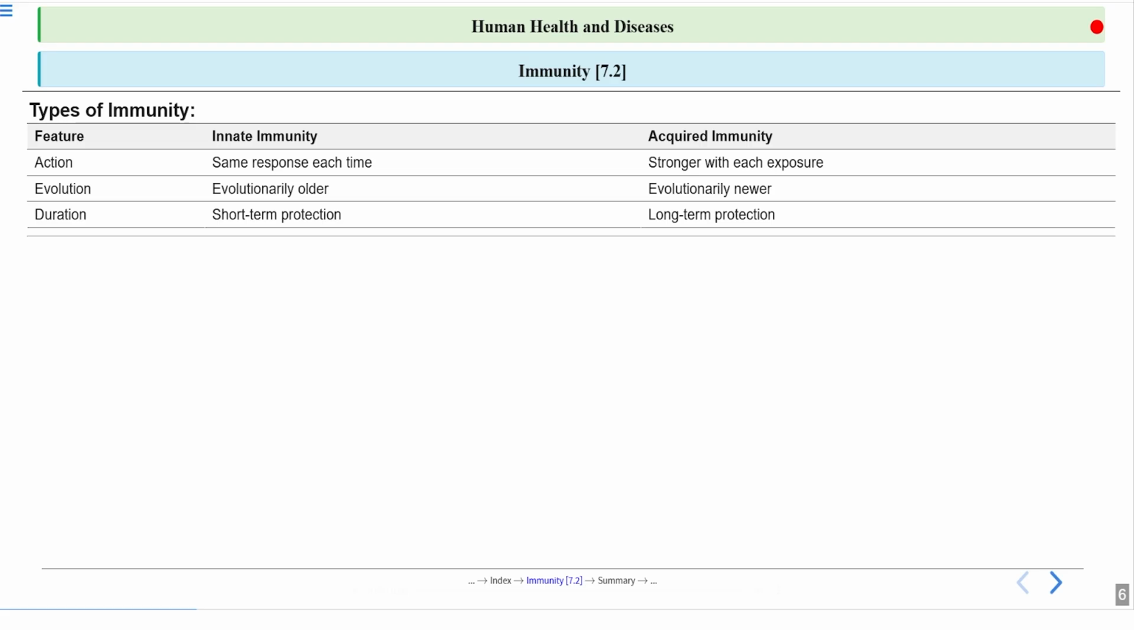In contrast, acquired immunity, also known as adaptive immunity, is a more recent evolutionary development that provides targeted long-term protection. The defining feature of acquired immunity is immunological memory, which allows the body to remember a pathogen after the initial exposure, leading to a much stronger and faster response upon each subsequent encounter. These two systems work together, with innate immunity providing immediate defense, while acquired immunity develops a more specialized and lasting one.